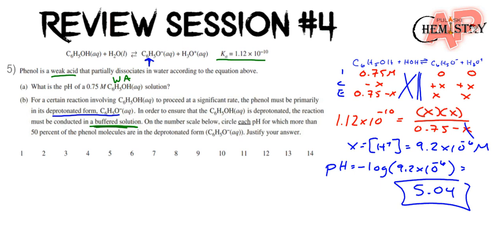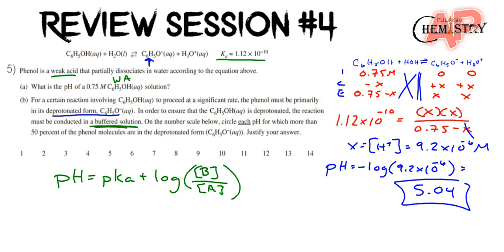If I have a buffer solution, you guys, a buffer can be easily calculated using the Henderson-Hasselbalch equation. More specifically, which one's my base? Well, this gains an H, so this loses. So this is my acid. This is my base. This is one of those problems where I'm literally talking about this.